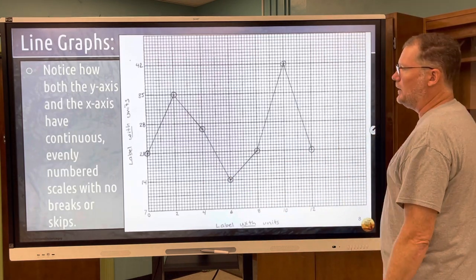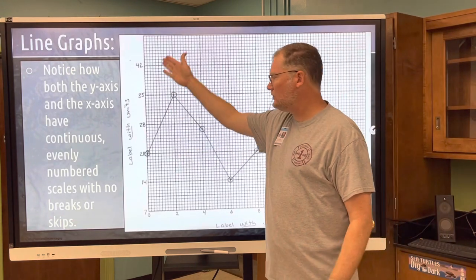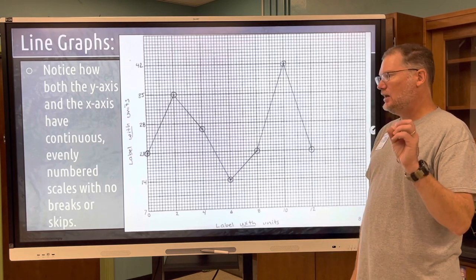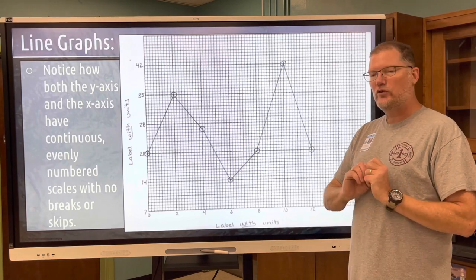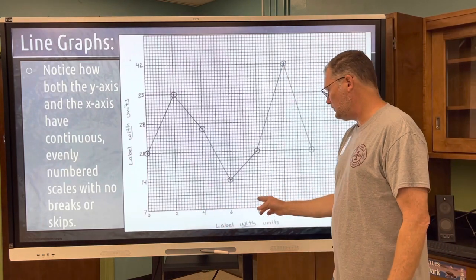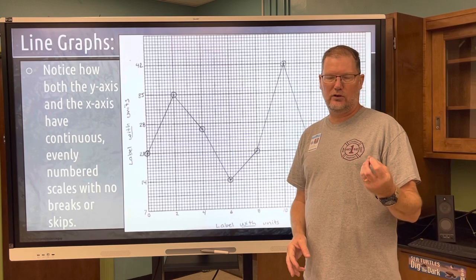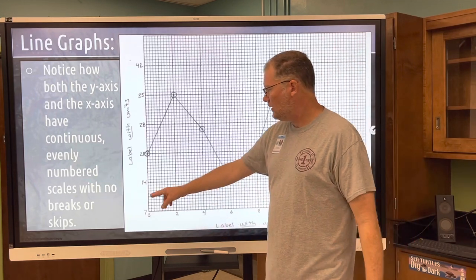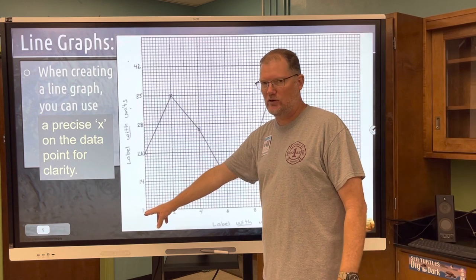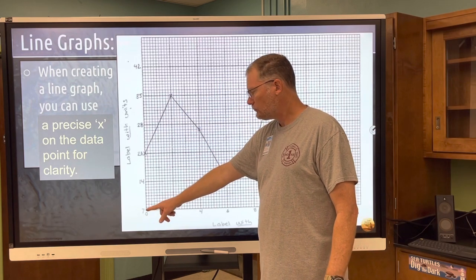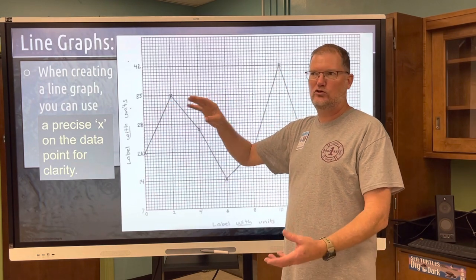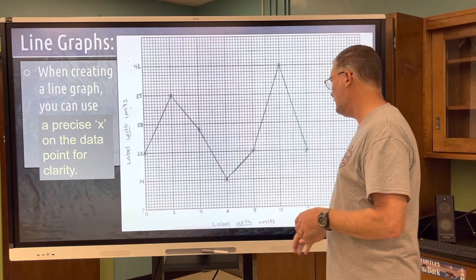It's a little complicated, but notice how both the y-axis and the x-axis have continuous, evenly numbered scales with no breaks or skips. So you've got 2, 4, 6, 8, 10, 12. The scale is by 2, okay? And here you've got 7. You don't have to start at 0. If your information doesn't start at 0, then you don't have to start at 0, right? 7, 14, 21, 28, so it goes by 7s. It doesn't switch scales in between, okay?